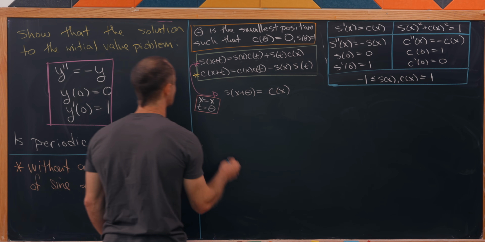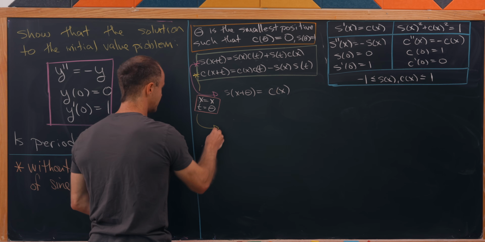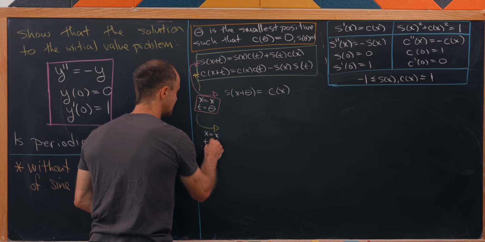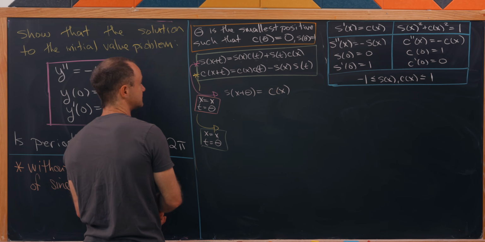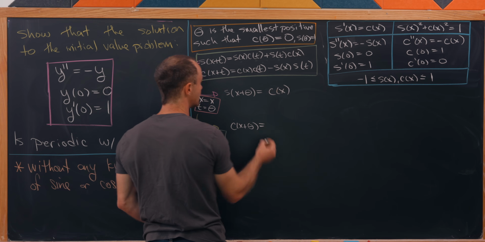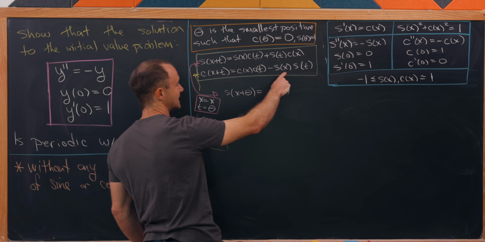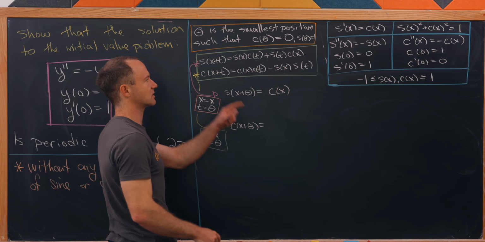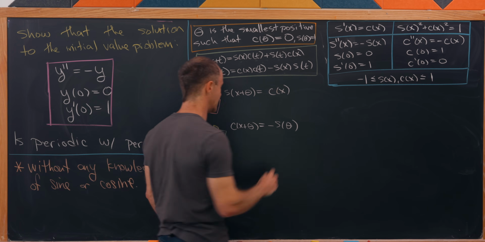And now let's play the same game here. So let's branch this yellow thing off, and now we're going to set x equal to x and t equal to theta in there. And let's see what that'll give us. So that'll leave us with c of x plus theta is equal to, well, we've got another c of theta here, which is 0, and then a minus s of x, s of theta. Recall that s of theta was 1. We mentioned that much earlier, but we haven't used it since. So that's going to be minus s of x.